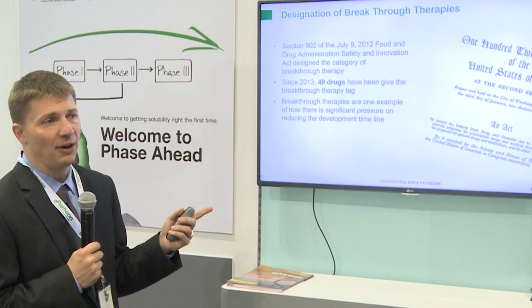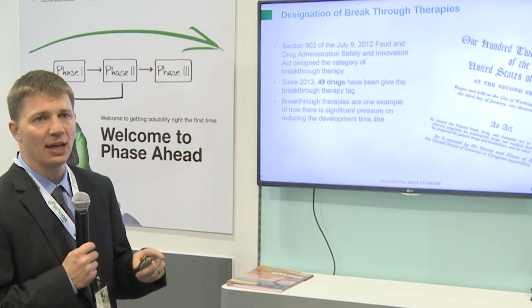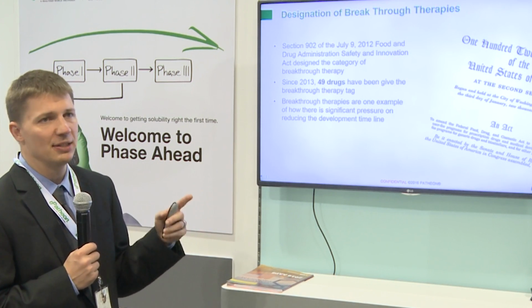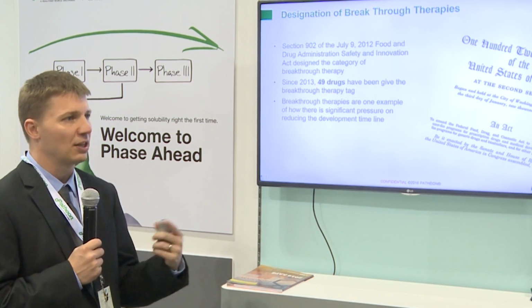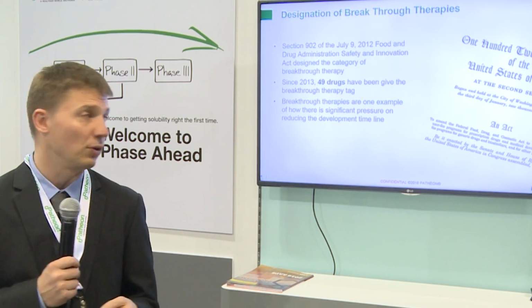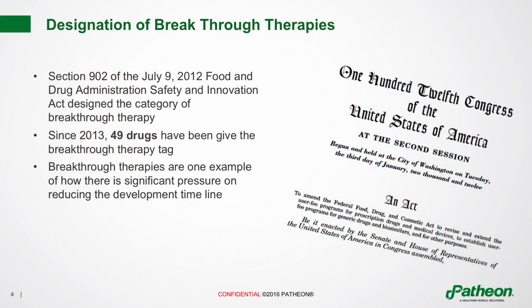And what companies are finding out is that the thing that's holding them up in getting through the breakthrough therapy is actually the development of their process. It's no longer the clinical trials, because the clinical trials are on a much shorter time. So breakthrough therapies is one example of a product where you could say it's definitely on a fast track. And there are other ways in which the development timeline is shortening.